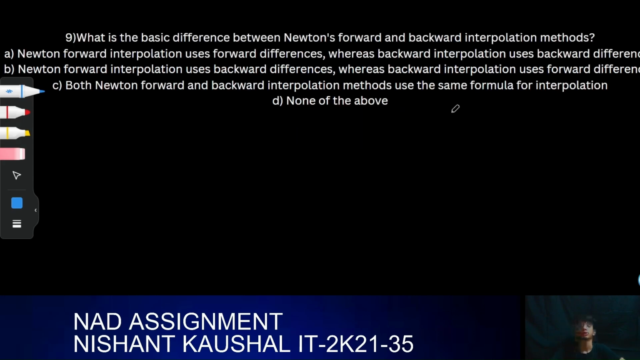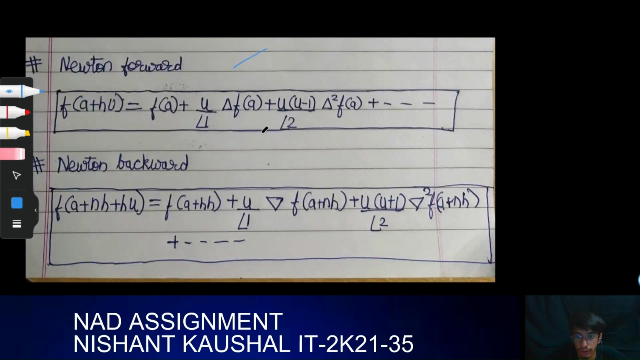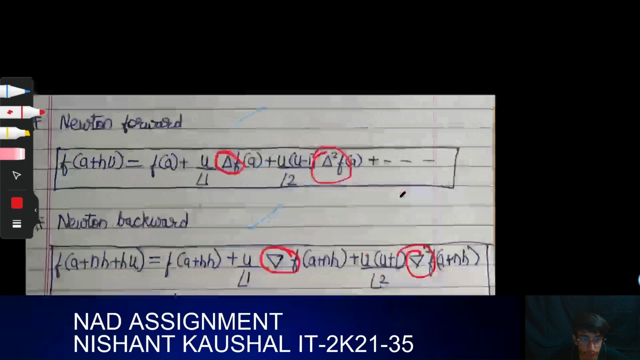So let us proceed to question number 9, which is: what is a basic difference between the Newton forward and backward interpolation methods? Option A is Newton forward interpolation uses forward differences, whereas backward interpolation uses backward differences. For this, we should see the formula first. So here are the formulas for Newton forward and Newton backward interpolation. In Newton forward interpolation, we use the forward difference operator, right? Here you can see it. And in Newton backward, we use the nabla, the backward difference operator, right?